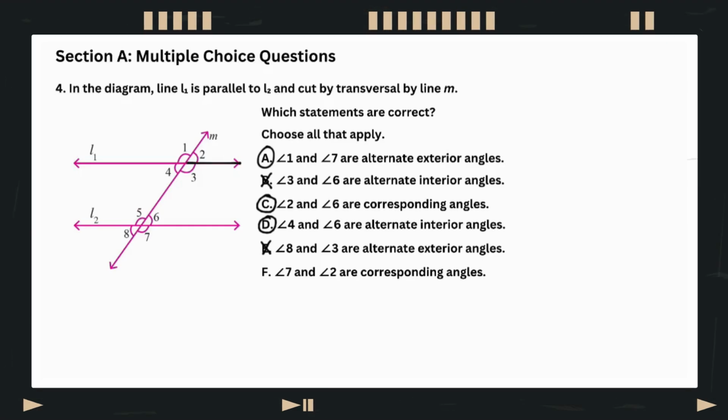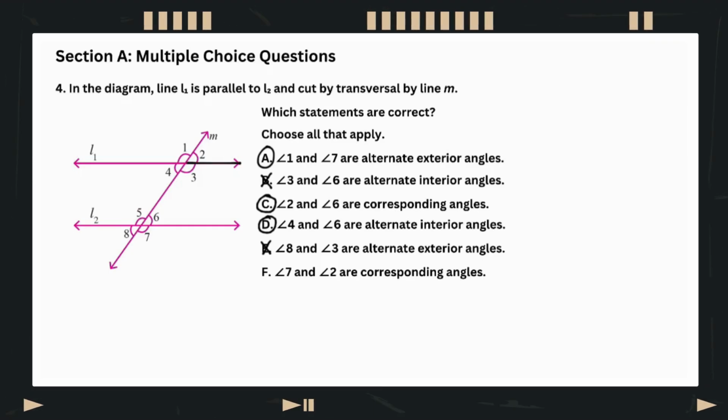Angle 7 and angle 2 are corresponding angles. Angle 7 and angle 2, it's actually no. Angle 7 corresponds to angle 3 and angle 6 corresponds to angle 2. Hence, this is not an answer. So the answer for question 4 are A, C, and D.